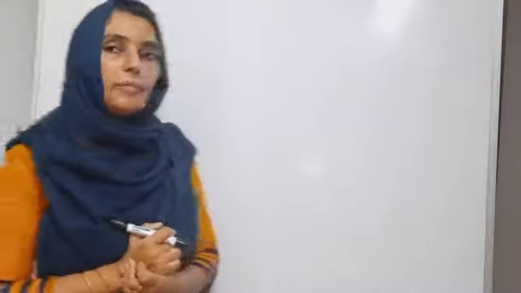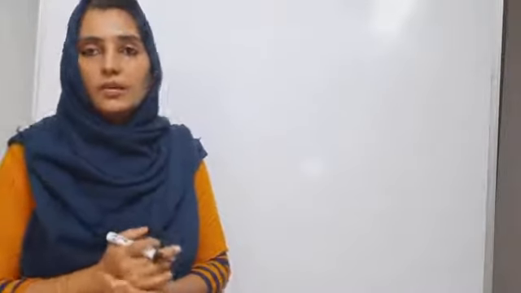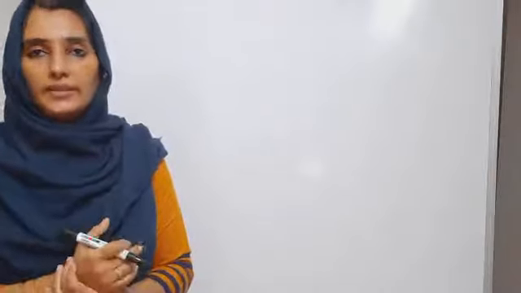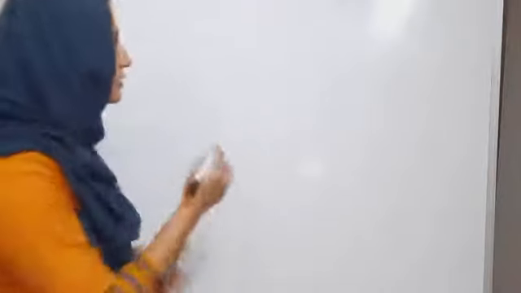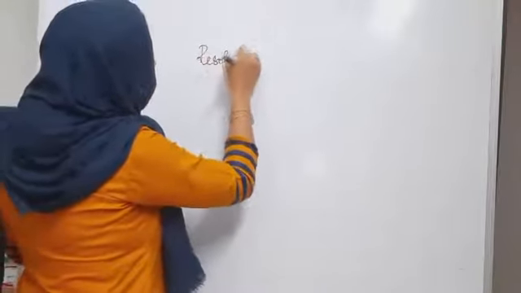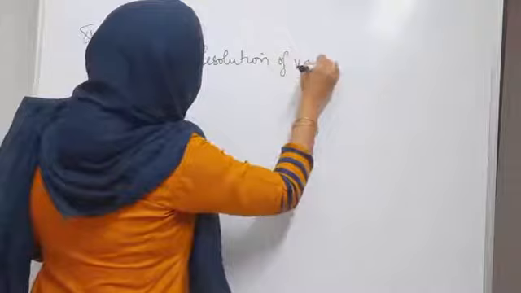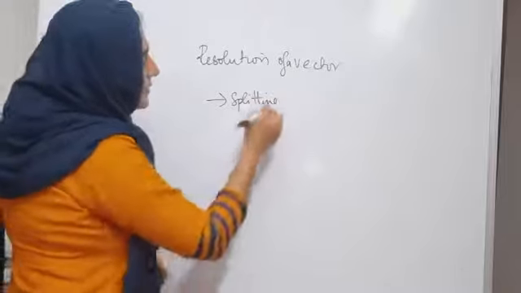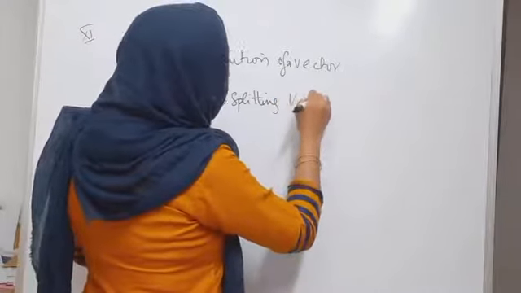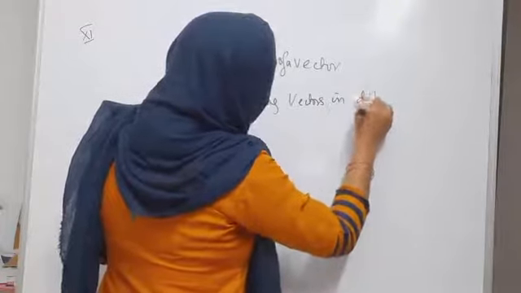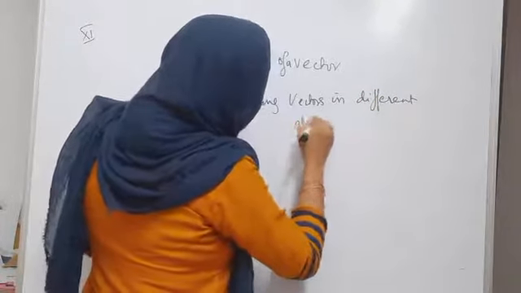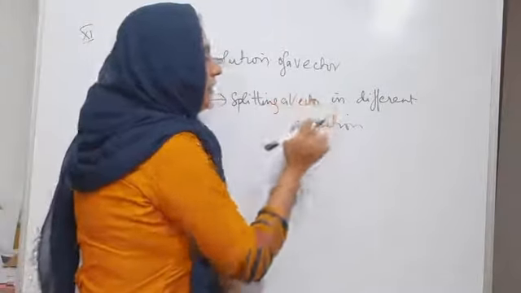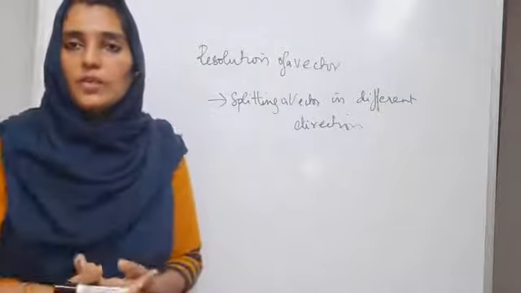Now we can apply this concept of representing a vector in Cartesian plane to the idea of resolution of vectors. So first let me explain what resolution of a vector is. Resolution of a vector is just the opposite of adding two vectors, that is, splitting a vector in different directions. It is just the opposite of combination of vectors.